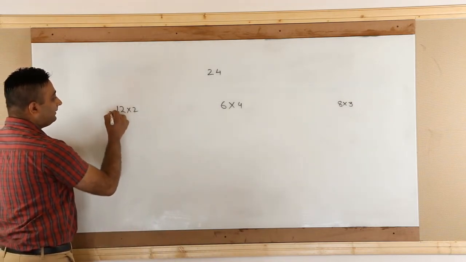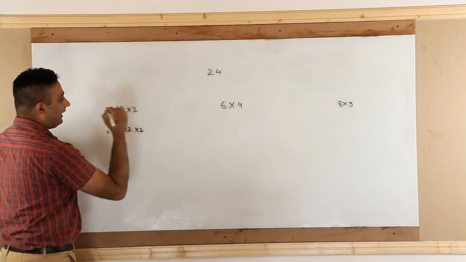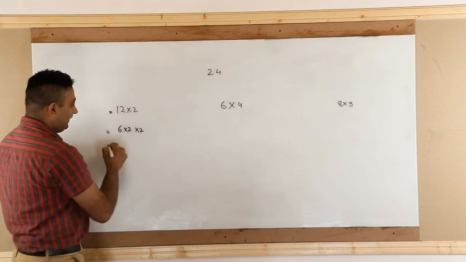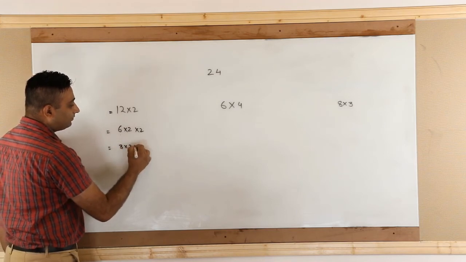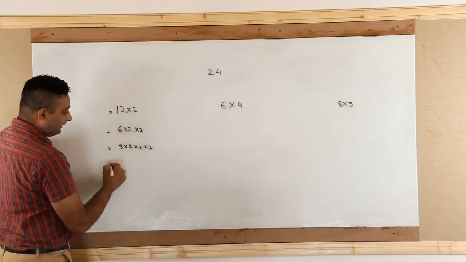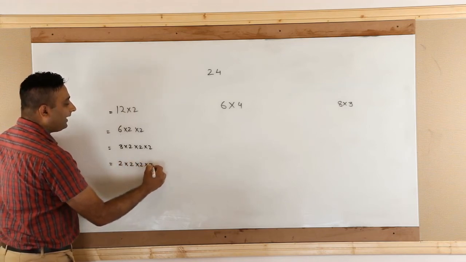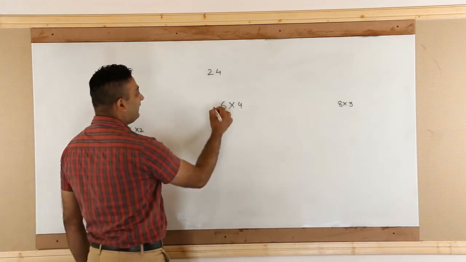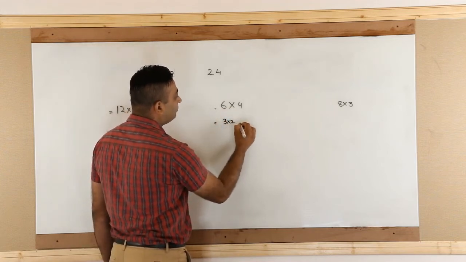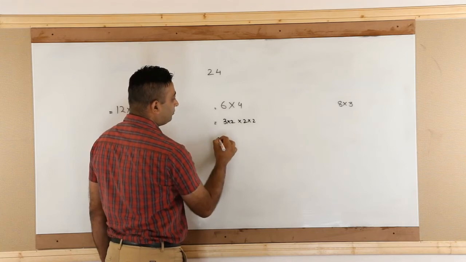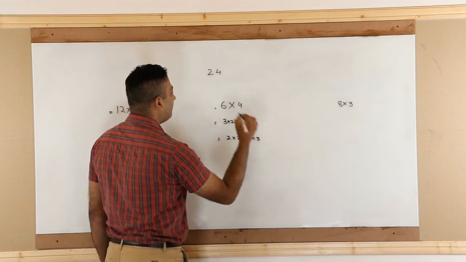Now, let us further simplify these factors. We can write 12 as 6 multiplied by 2, and multiply by 2 as it is. After further simplifying, we can write 6 as 3 multiplied by 2. Now, this factorization is reduced to 2 multiplied by 2 multiplied by 2 multiplied by 3. Now, let us simplify the factors 6 multiplied by 4. We can write 6 as 3 multiplied by 2 and 4 as 2 multiplied by 2. That means we are left with 2 multiplied by 2 multiplied by 2 multiplied by 3.